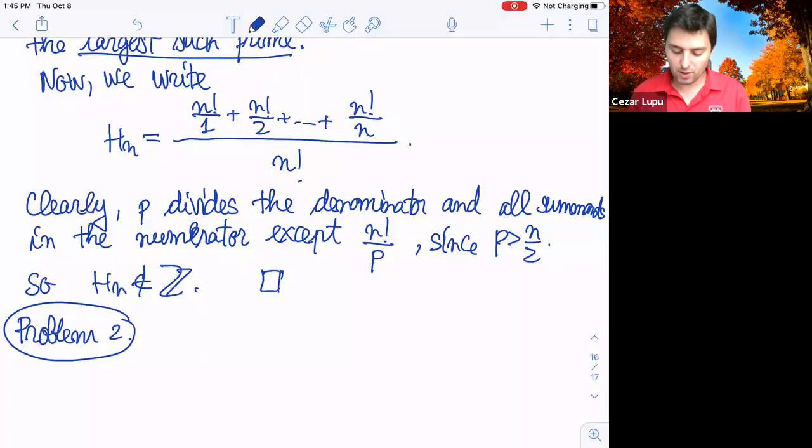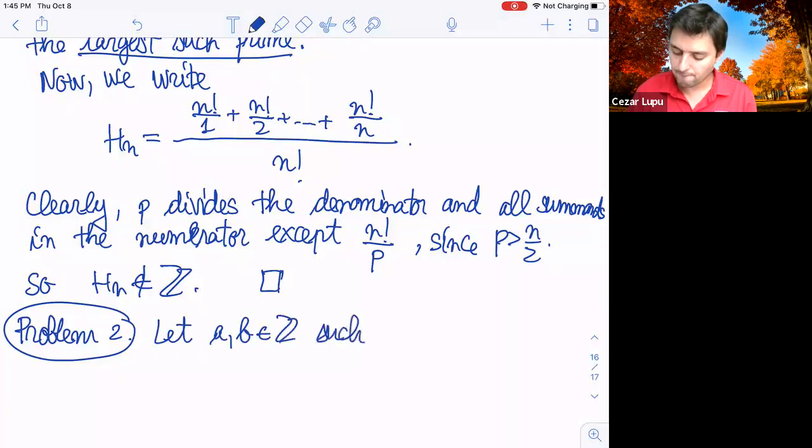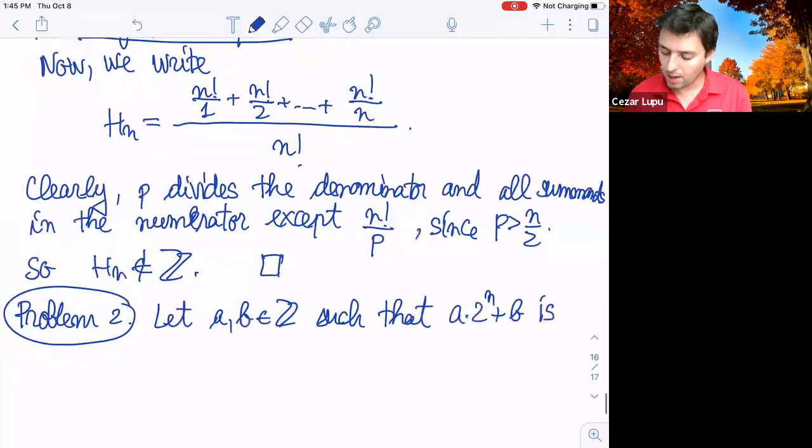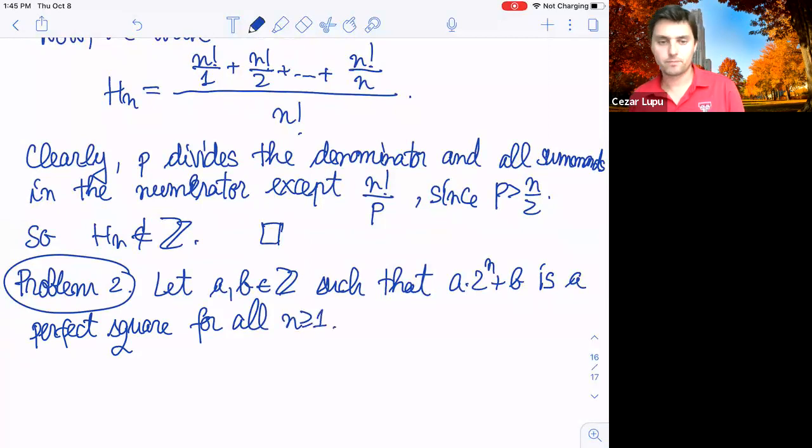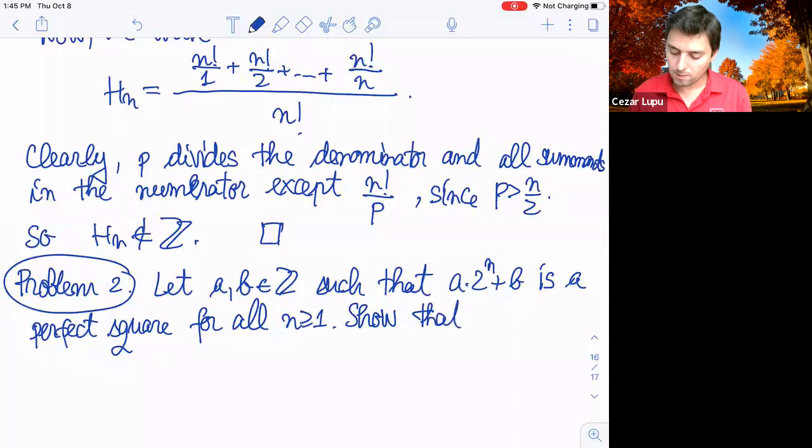So problem 2 says the following: let A and B be integers such that A to the power 2n plus B is a perfect square for all n greater or equal than 1. Show that B is a perfect square.